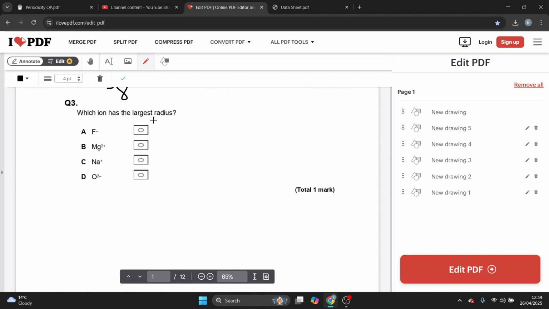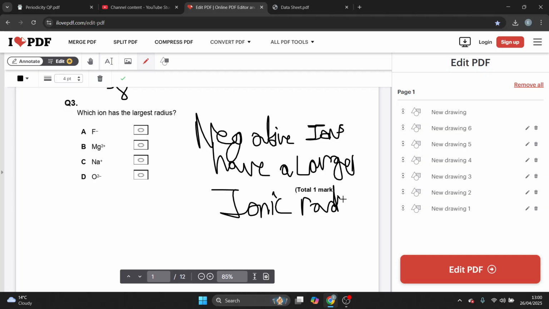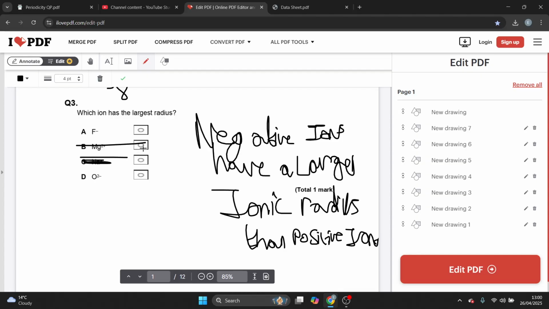Which ion has the largest radius? Just memorize this key fact. Negative ions have a larger ionic radius than positive ions. So just by using that key fact, I can cross out the positive ions. They're going to have a smaller ionic radius, but the more negative the ion, the larger the ionic radius, so it's going to be O2-, therefore D.